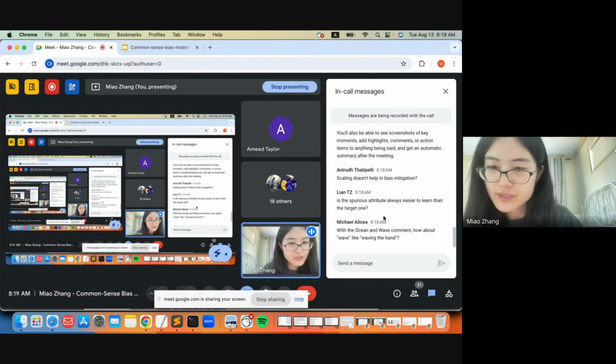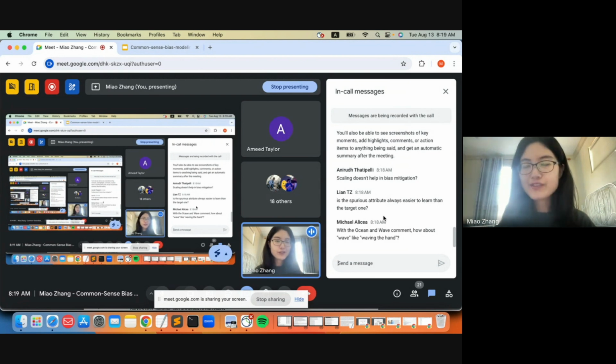And for the second question, is the spurious attribute always easier to learn than the target one? Not necessarily, but the spurious attribute will affect it, because I think the model depends on the bias to learn. If we do not have any bias or connections in the image, the model will learn nothing. But we only want the good ones, not the spurious or sensitive ones. So the model's goal is to learn the target feature.